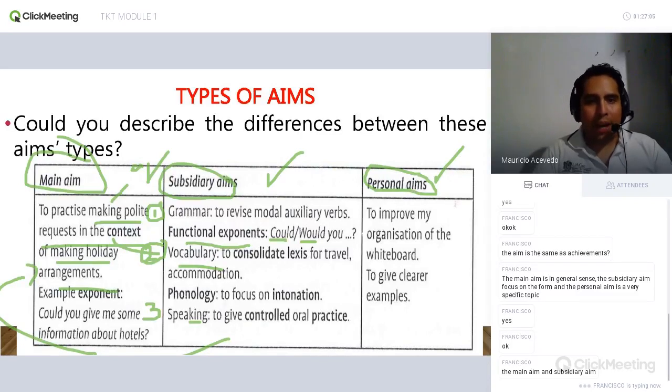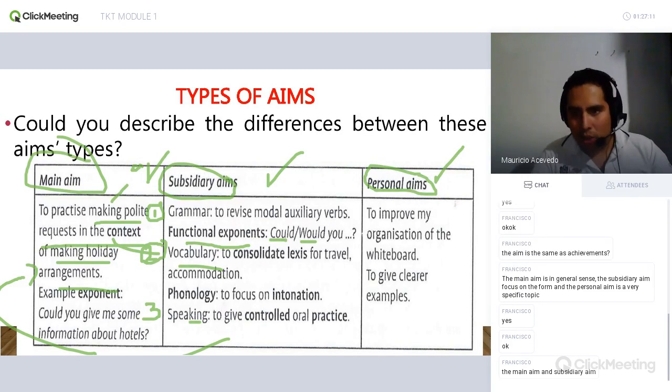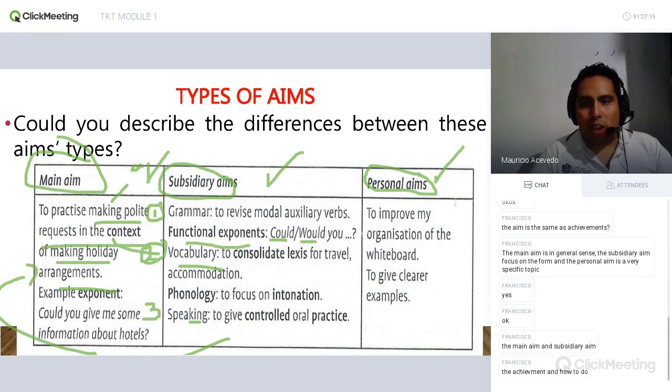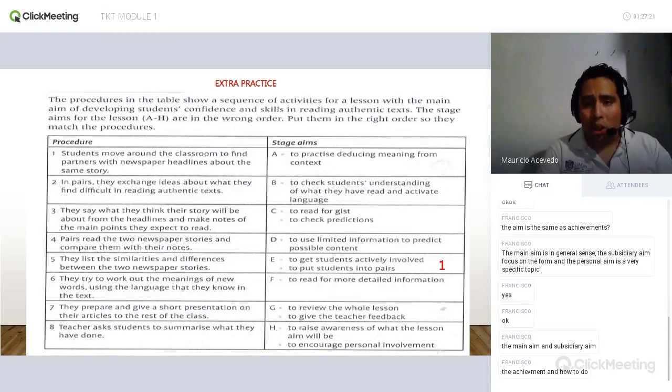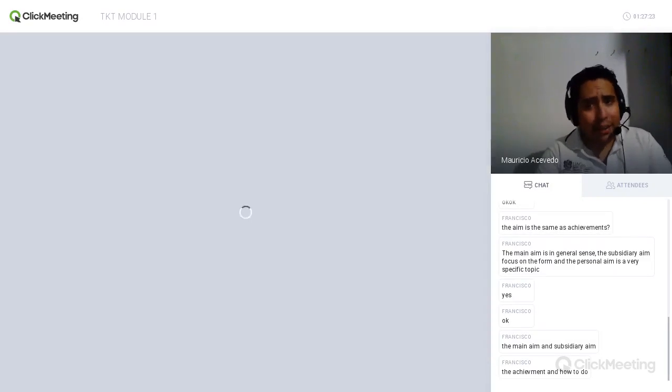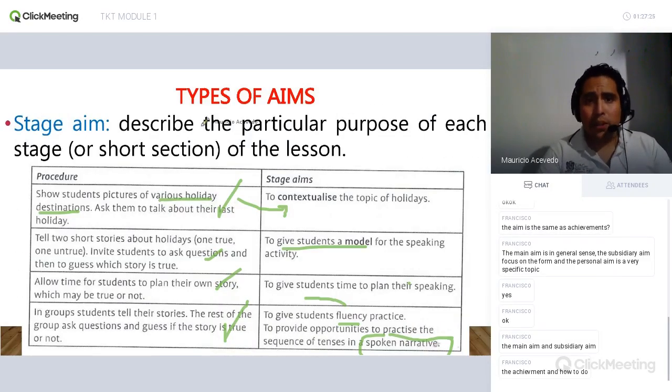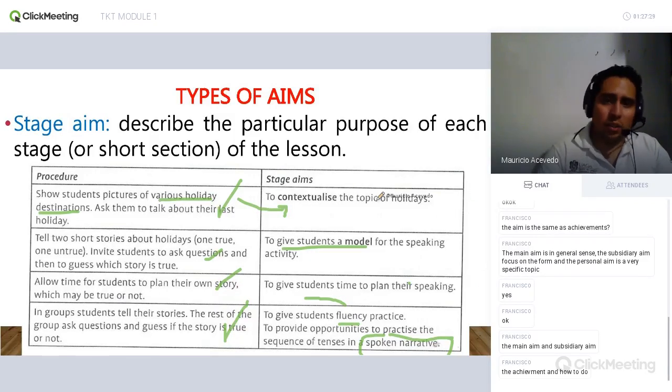And in this aim, we have to talk about the content base, we need to talk about communicative skill, and so on. Very good. Tell me, Francisco, do you think it's a good idea to write a personal aim and a stage aim, or do you think that's a waste of time? That can happen sometimes. Okay, what's your opinion about this, Francisco?